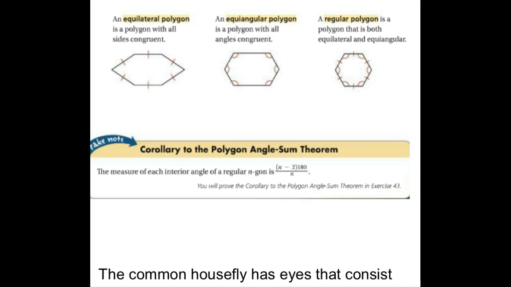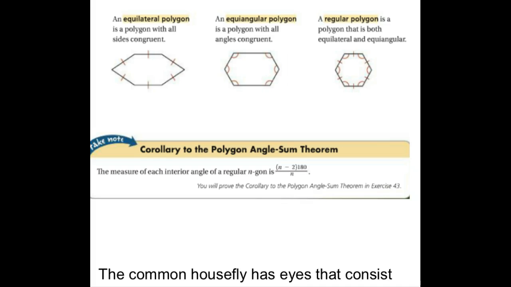Now there's different kinds of polygons by the number of sides, but we also classify them by their angles and their side lengths. So we first have an equilateral polygon. That's a polygon where all the sides are the same length. You can see the congruent markers on this hexagon. Then we have an equiangular polygon, and that's a polygon when all the angles are congruent. And then last but not least, we have a regular polygon. And a regular polygon is both equilateral and equiangular.